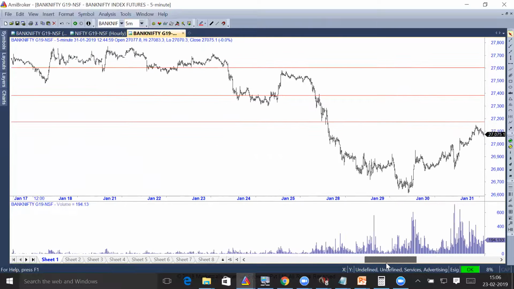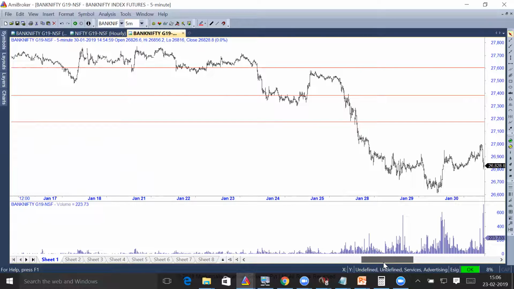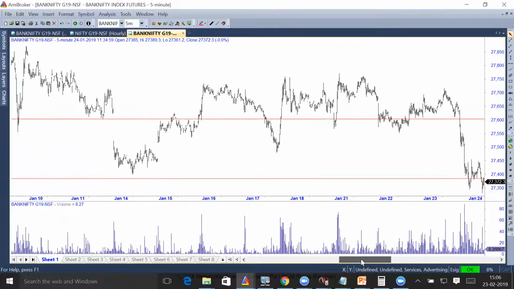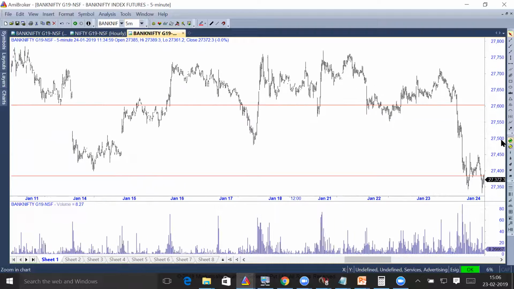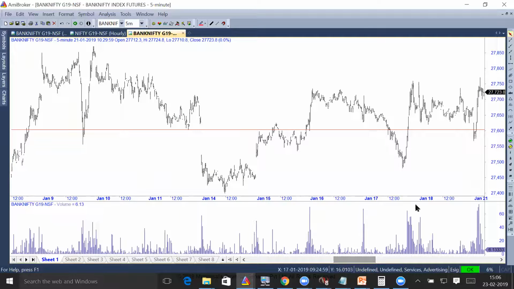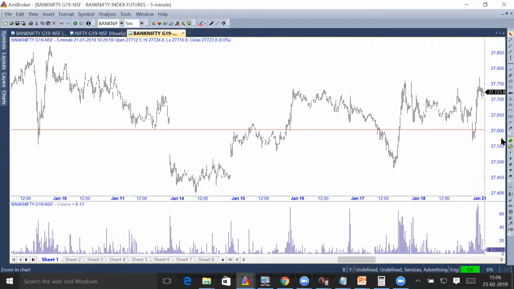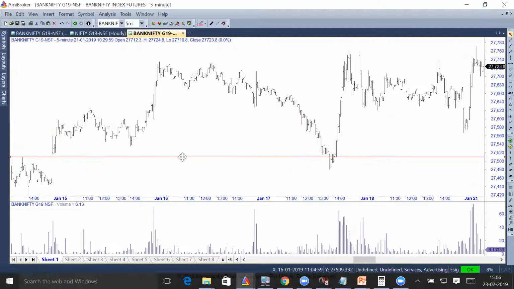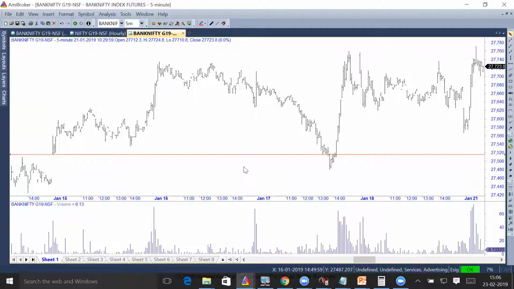It was a kind of a fake breakout, but the recovery was really strong. I think this is the day. So one of the days here, most likely Jan 15th. Okay, so here was the 2-day low. So this is Jan 15th low. Jan 15th low. Okay.